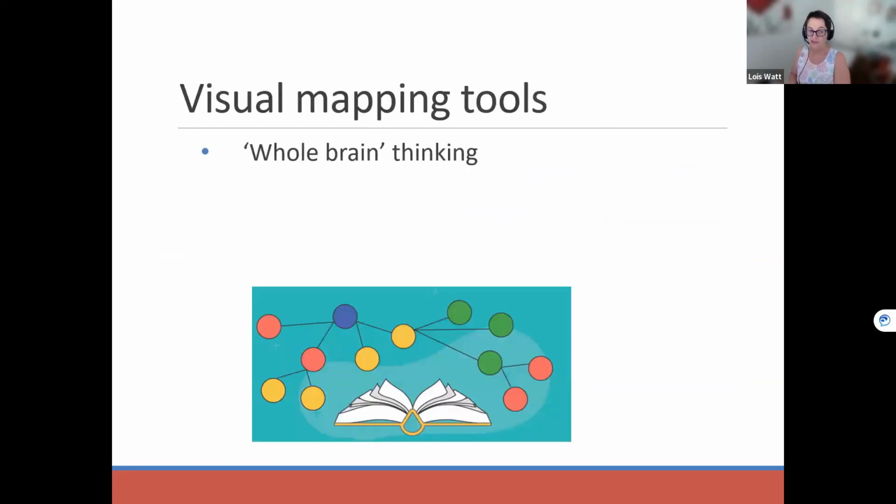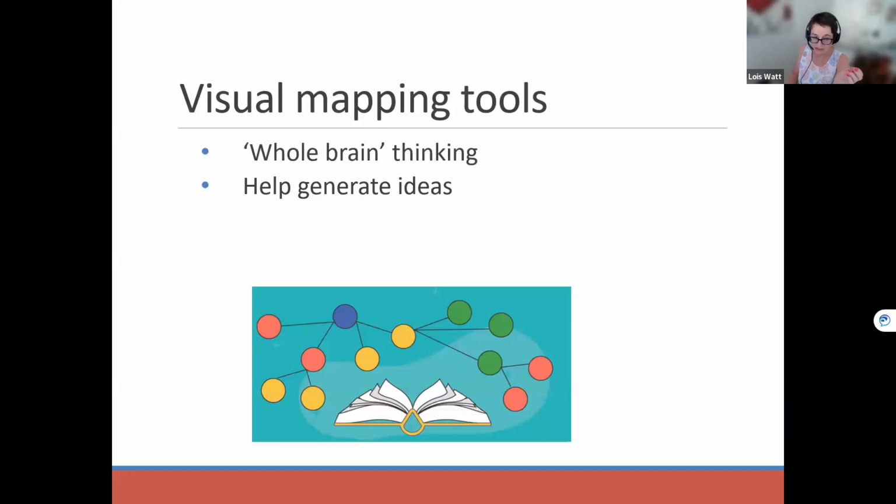We have visual mapping tools, the whole brain thinking, the big picture. So that's going back to our learning styles, that this may work. But it doesn't really matter whether you are a big picture person or a small picture person, or someone who thinks in sequence. People that are thinking in sequencing need to see the big picture, and people that are big picture people need to see the little part too, the smaller parts that make up the big picture. So we're not absolutely one way or the other.